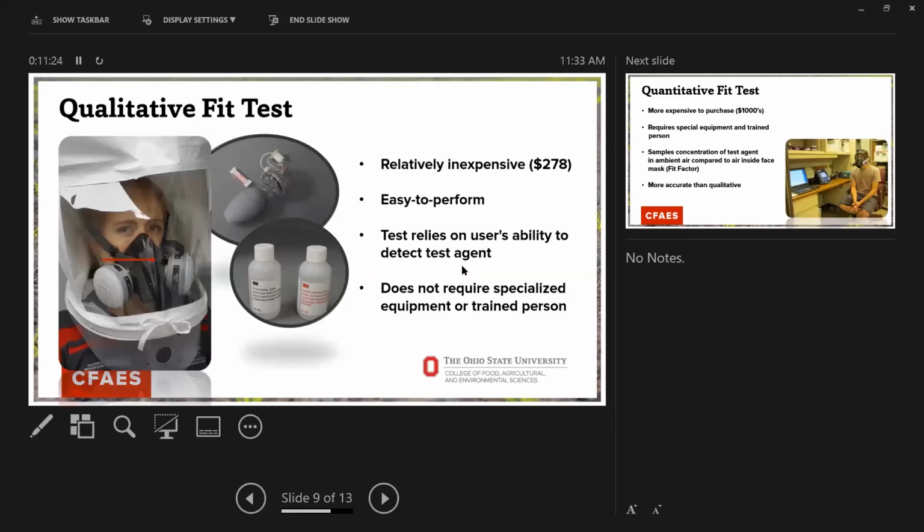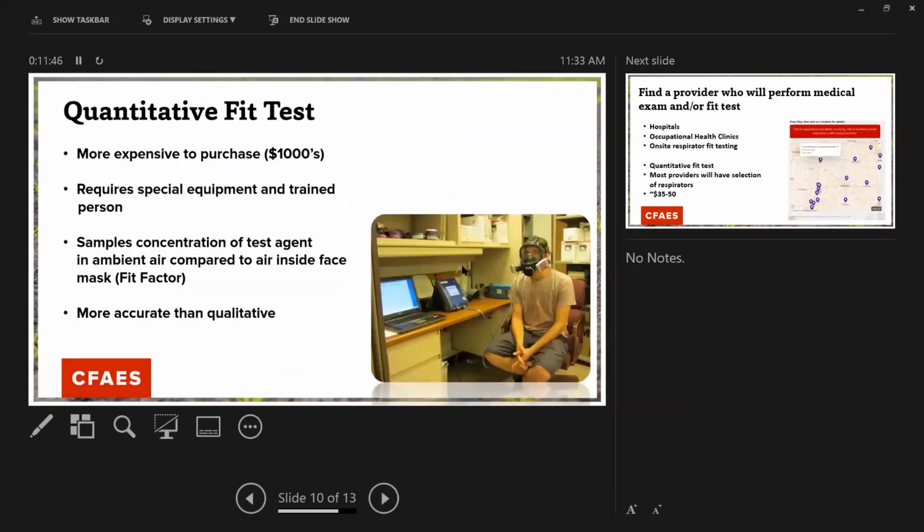What's something else you have to assume when you're using the qualitative fit test? You've got to assume that the person that you're testing is actually telling you the truth. Say somebody really wants a job, they might not say yes, I detect the agent. So you're just assuming that they're being honest with you.